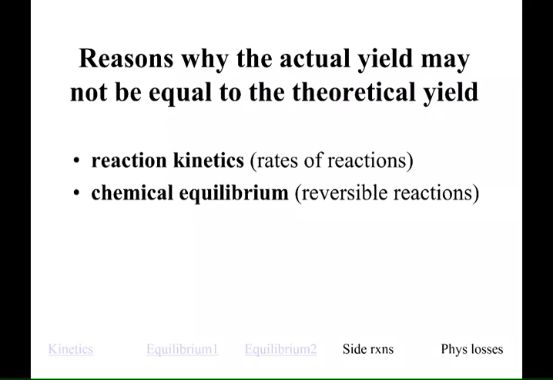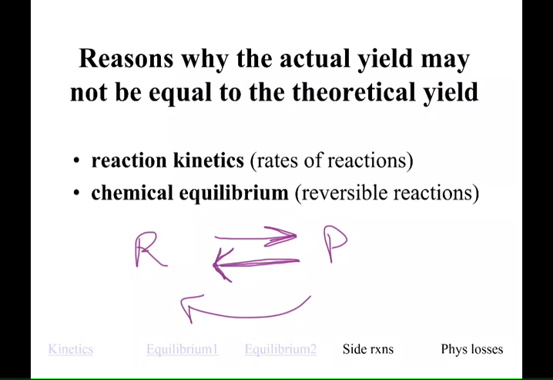Another one: you're fighting a battle. Your reaction's going this way, but a lot of reactions also go from right back to left again. So if this is reactants and this is products, you're never going to get 100% products because you have some converting back to form reactants. That's called a chemical equilibrium.